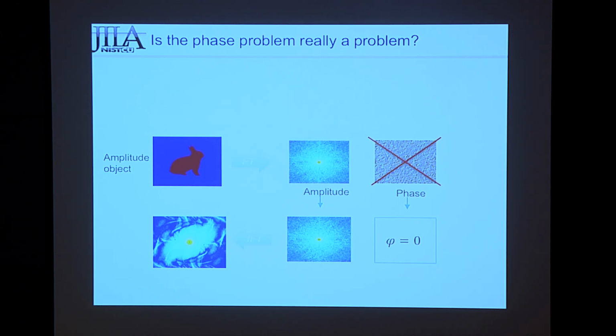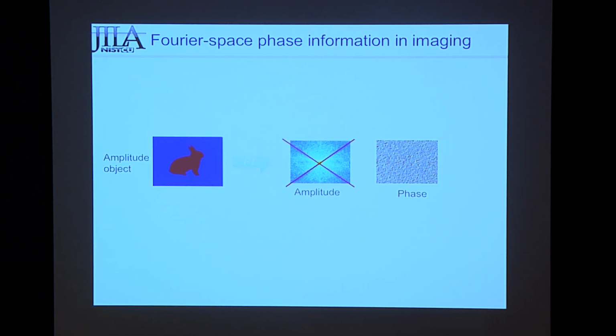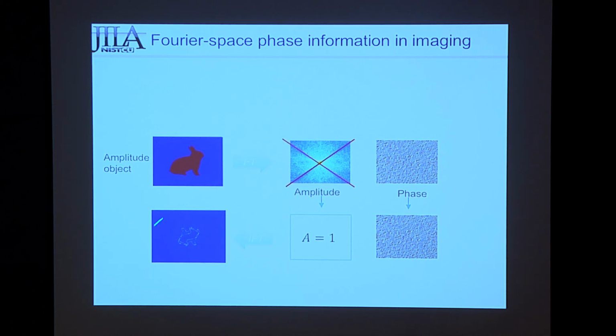Now let's do the other thing. Let's throw away the amplitude and keep the phase. Set amplitude equals 1 everywhere, but we've kept the phase. And now you can see we have 2 bunnies.